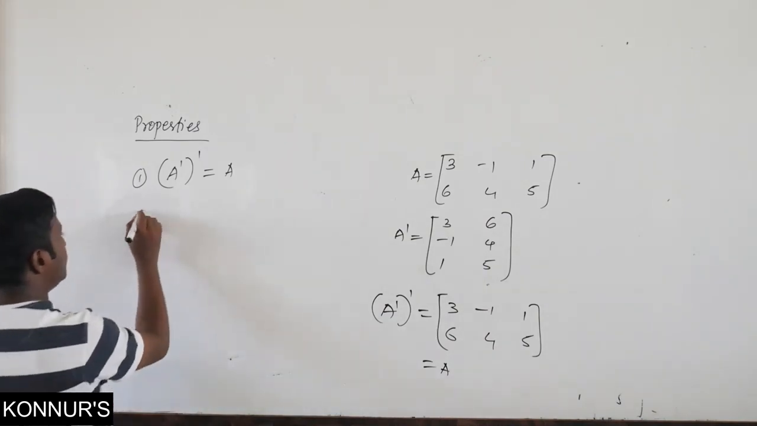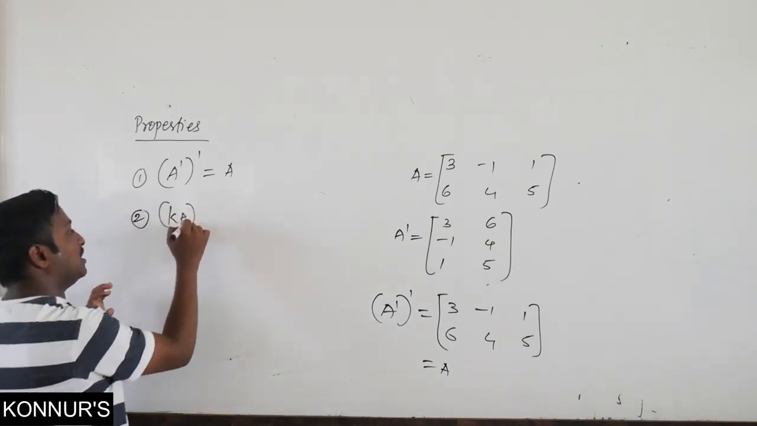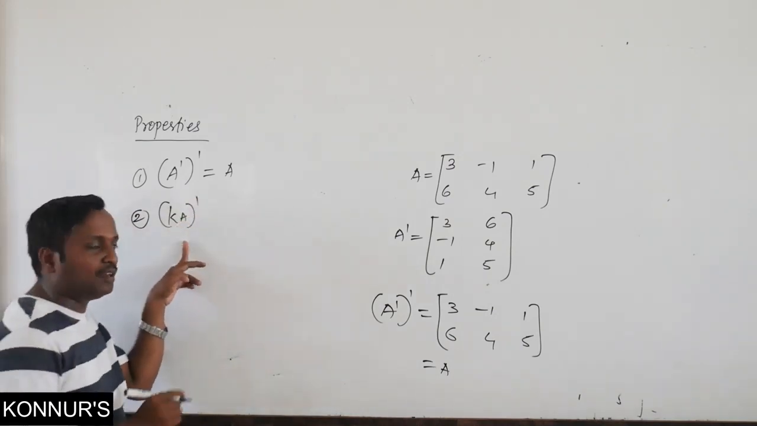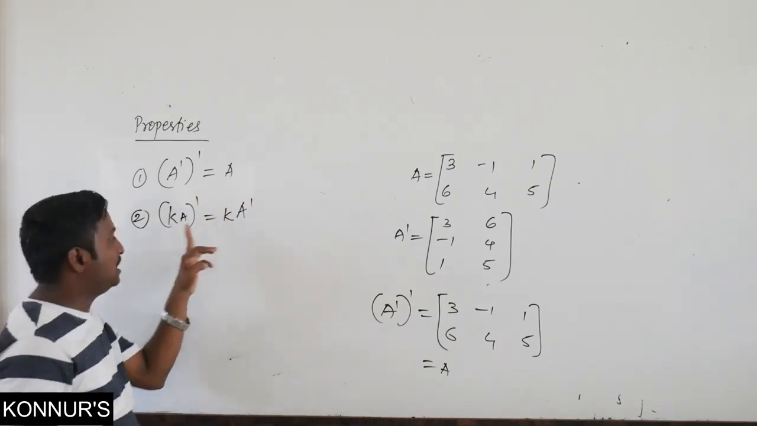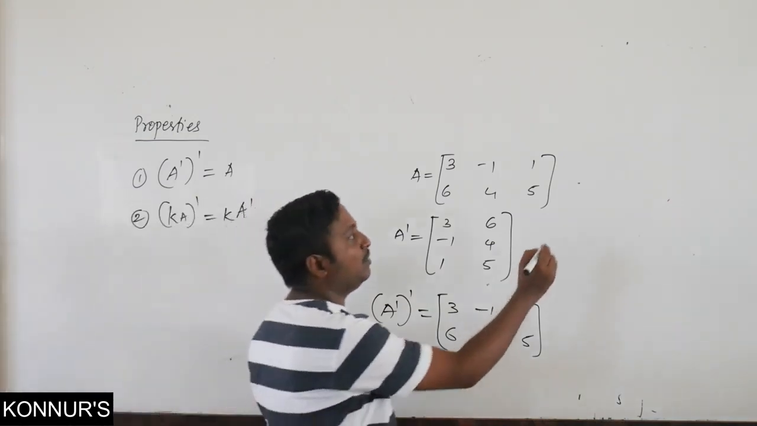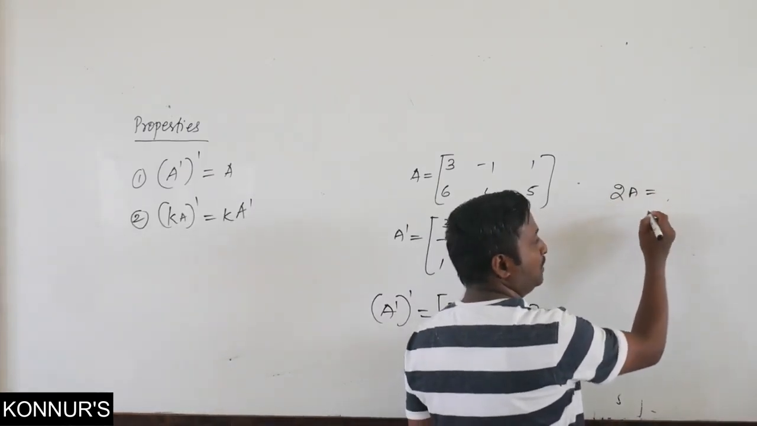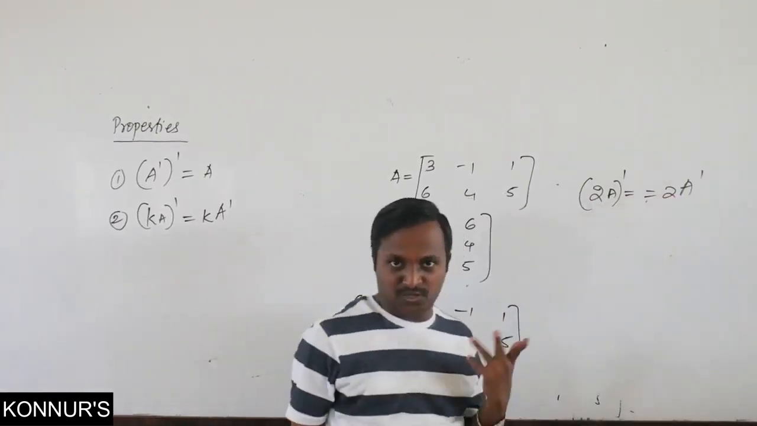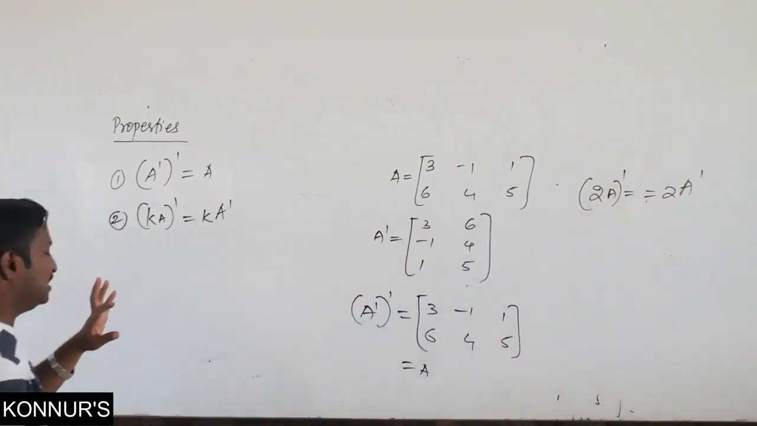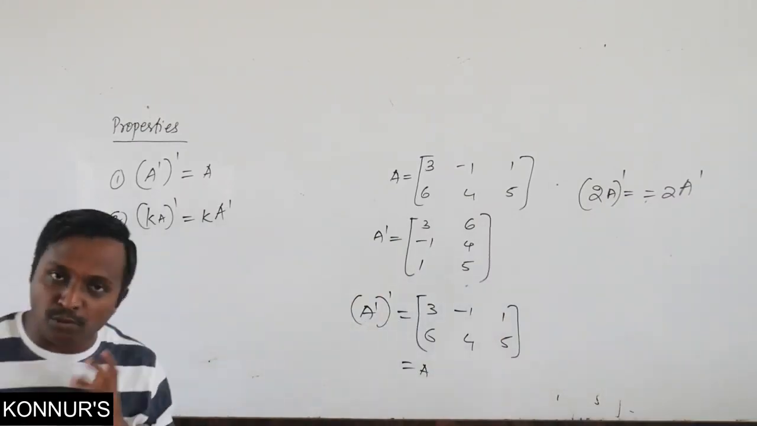That is a property. And second property, we can observe kA whole dash. K is nothing but any scalar. It is nothing but k into A dash. K is any number. Say for example, if it is 2A matrix, then 2A whole dash is nothing but 2 times A dash. That is one thing we can clearly observe.